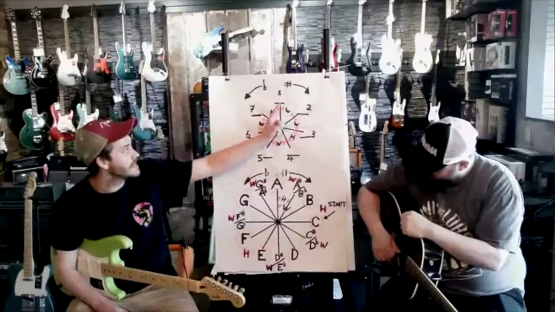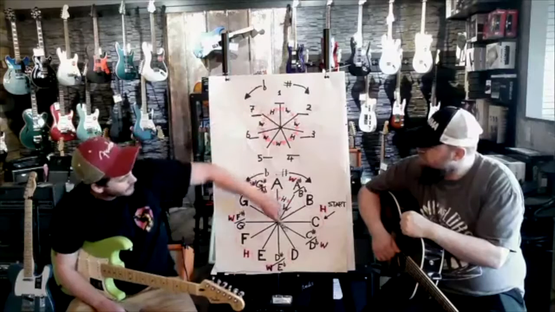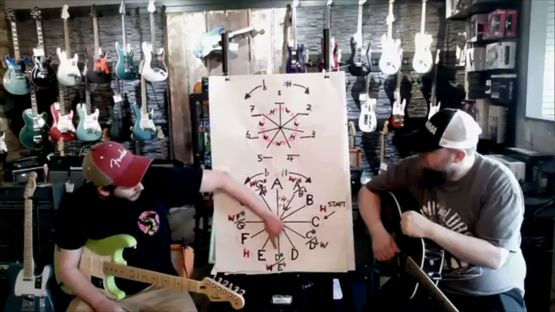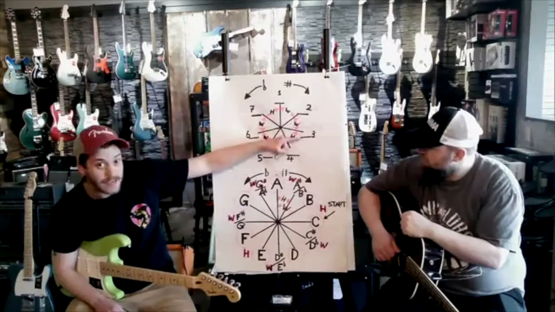So we're going C, D, okay? Now if I look here, I'm going to move another whole. So I'm going to move D, 1, 2 to E. So C, D, E.